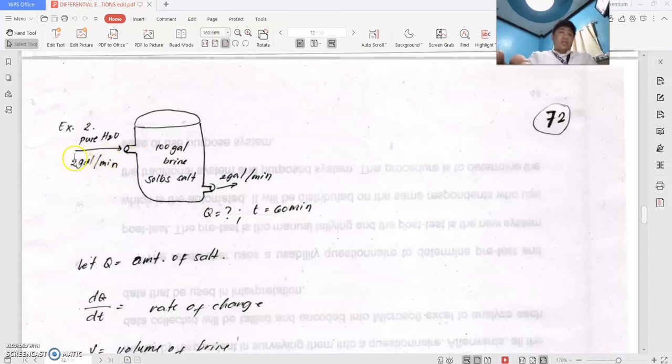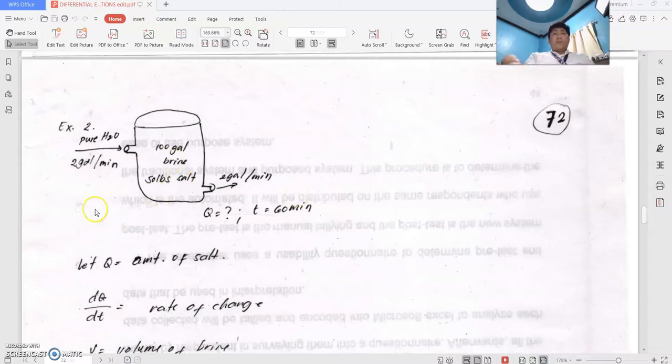Right now, I've changed this one to 2 gallons per minute, but the liquid that enters this entrance or inlet is pure water. And the rate that flows out is the same, 2 gallons per minute. So since that enters at the same rate that flows out, the question is still the same. What is the amount of salt after 1 hour?